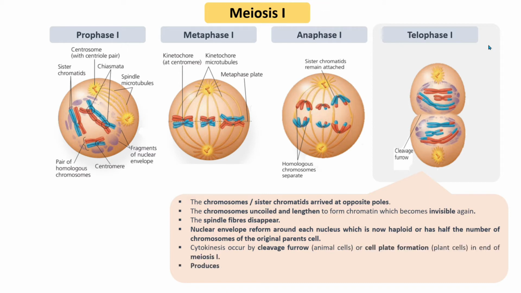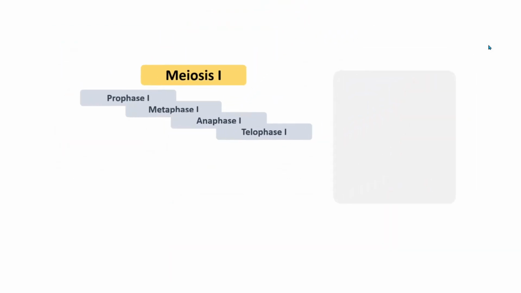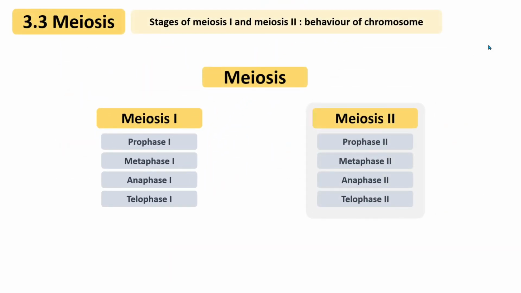Cytokinesis also occurs by cleavage furrow in animal cells or cell plate formation in plant cells, at the end of meiosis 1. This produces two haploid daughter cells. Each chromosome still consists of sister chromatids. The cells then enter meiosis II.